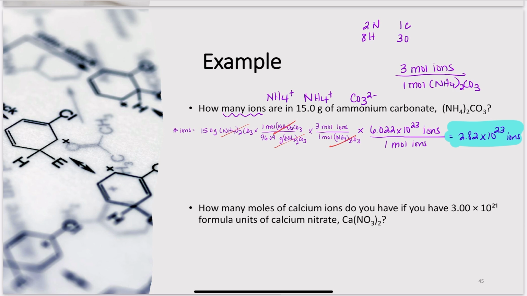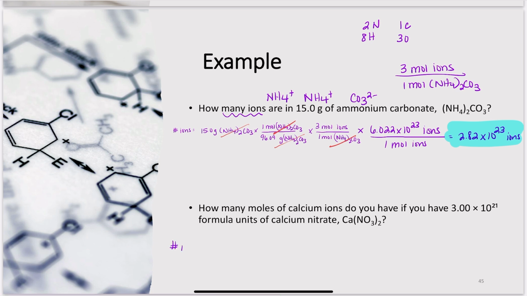Okay, we've got 2 more examples in this module. How many moles of calcium ions do you have if you have 3.00 times 10 to the 21st formula units of calcium nitrate, Ca(NO3)2? Formula unit is what we use for ionic compounds when it's not a molecule. Because remember, calcium nitrate is not really one calcium ion floating around with 2 nitrate ions associated with it. It's really building up a large lattice structure. And so we use formula unit when we have an ionic compound to account for the fact that it's actually a 3D array of that structure, not just simply one molecule.